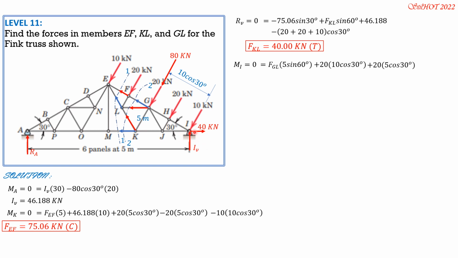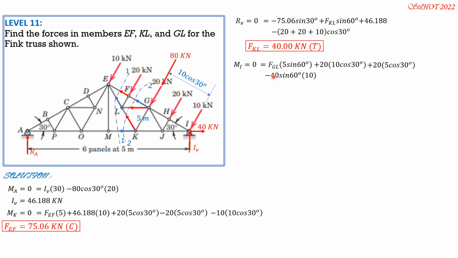So the remaining force that has moment about I is FKL. The horizontal component of FKL also passes through I, so it has no moment. Only the vertical component, which is clockwise. The vertical component of FKL is FKL sine of 60. FKL is positive 40, so 40 sine 60, and the moment arm is 5 plus 5, so 10. So minus 40 sine 60 times 10.